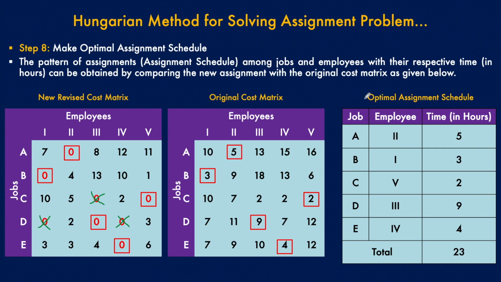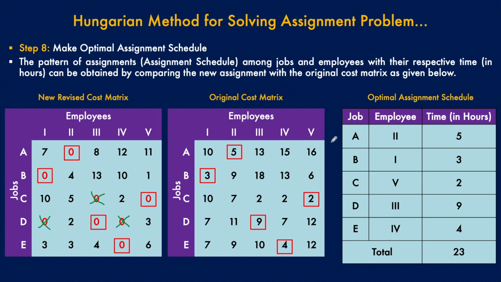Immediately after getting this optimal solution, the final stage is to make an optimal assignment schedule like this. For that, we have this new revised cost matrix here. We will take our original cost matrix with the time elements. In this particular question, for each worker to perform a particular job, the time consumption has been given. So that is the original cost matrix. We will take the original cost matrix and keep the assignments in the corresponding cells, the corresponding elements we have assigned like this. From that we will make this assignment schedule.